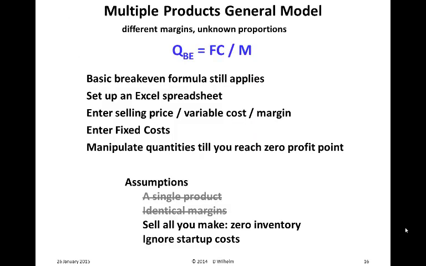A general model, now we've got different margins, unknown proportions. The basic break-even formula still applies, so we don't really use it. Set up an Excel spreadsheet, enter either the selling prices and the variable costs or the margins, enter the fixed costs, and then manipulate the quantities until you reach a zero profit point or an otherwise defined profit point if the owner would like a monthly draw.